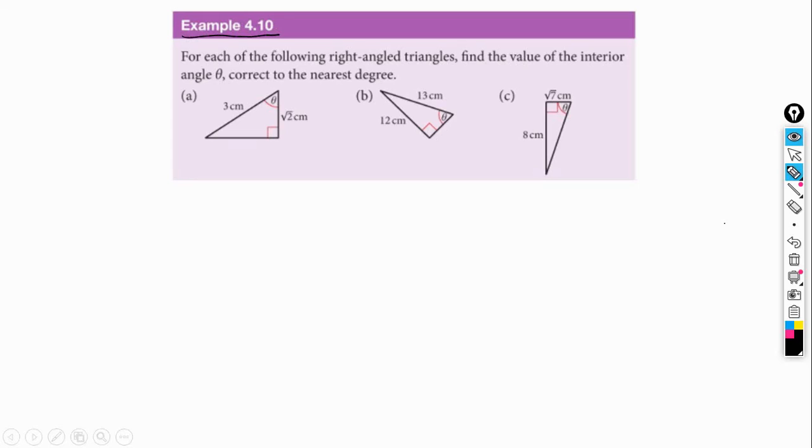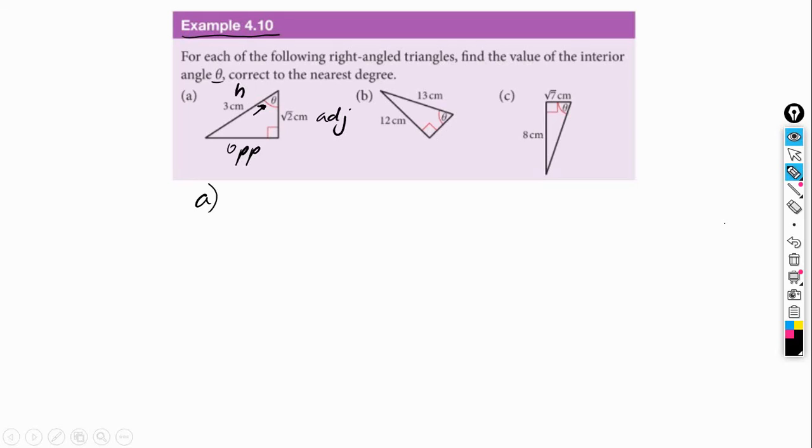So next we have example 4.10, and it says, for each of the following right-angled triangles, find the value of the interior angle theta correct to the nearest degree. So let's look at case A. They want us to find the value of the angle theta. What you have to do in these cases is always identify the legs and the hypotenuse of the right-angled triangle. So this would be the opposite leg, this was the adjacent, and this is the hypotenuse. Remember that the reference is always the angle itself.